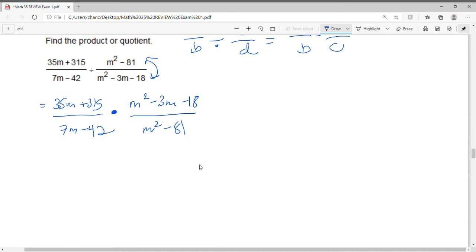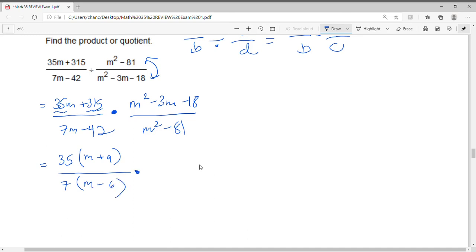Let's factor out the GCF. I noticed that the GCF of these is 35. So let's factor out a 35 to the front. That gives me m plus 9. And on the bottom left, this is also a GCF of 7. So let's take out a 7. That gives me m minus 6.